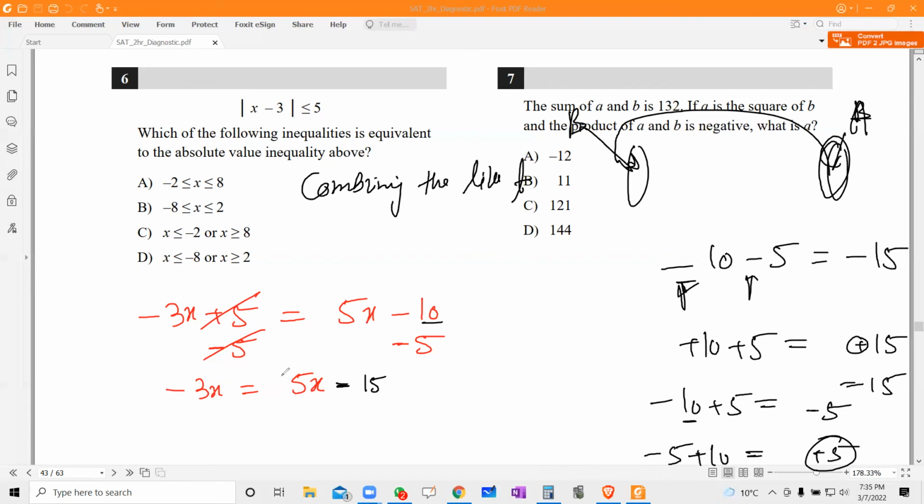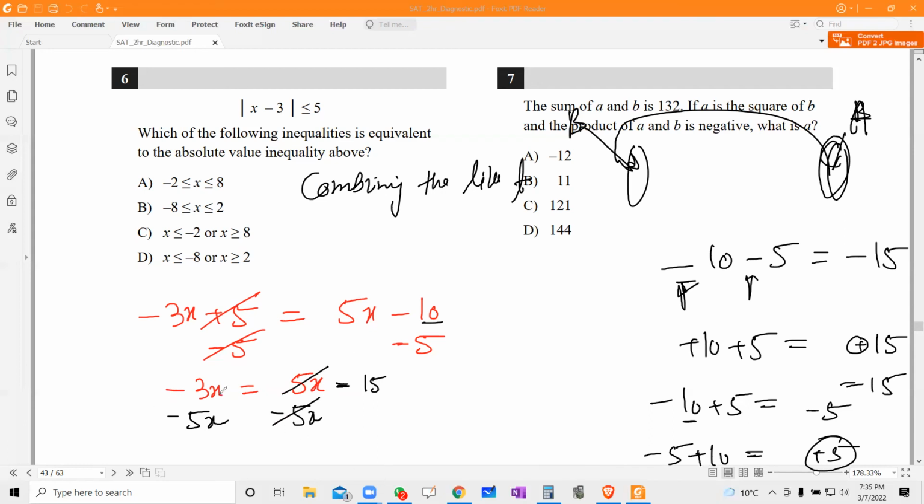So how can you remove this 5x? How can you eliminate this? How can you kill this 5x? By subtracting 5x. Because it's positive 5x, you'll subtract 5x from both sides. Any confusion here till now? No. So 5x and -5x will cancel out.